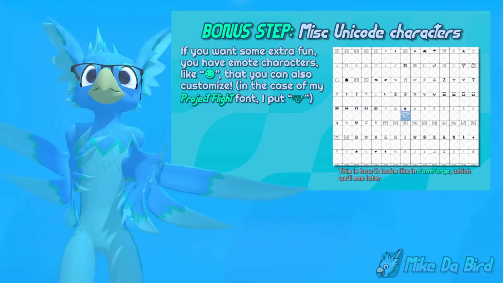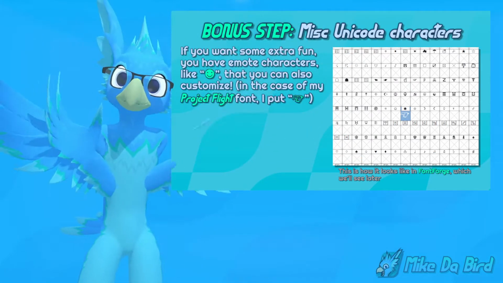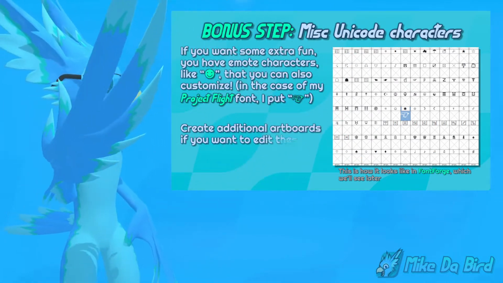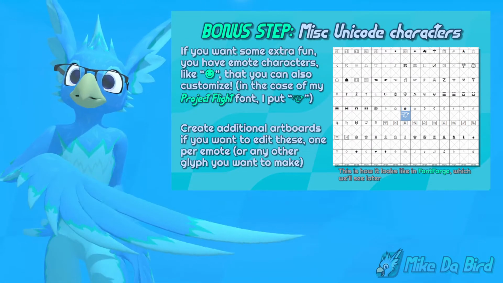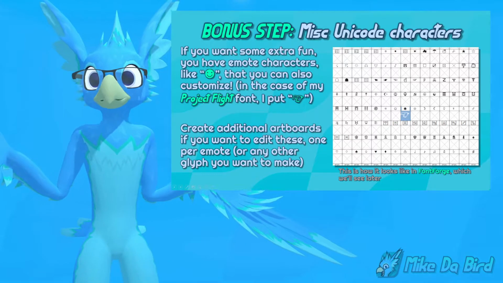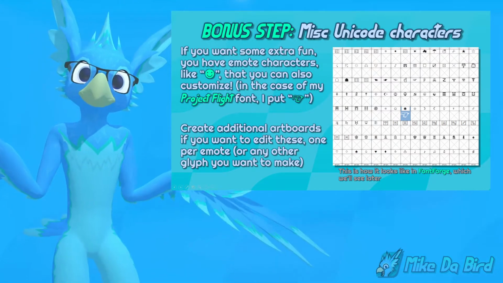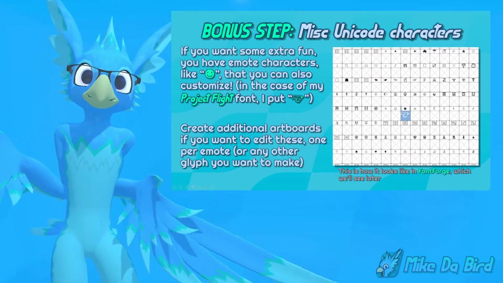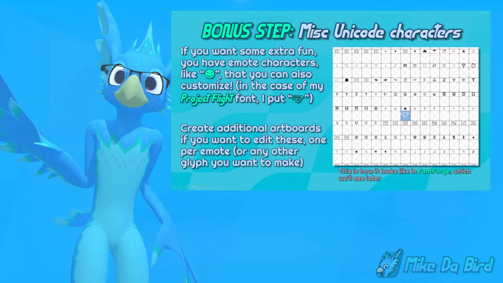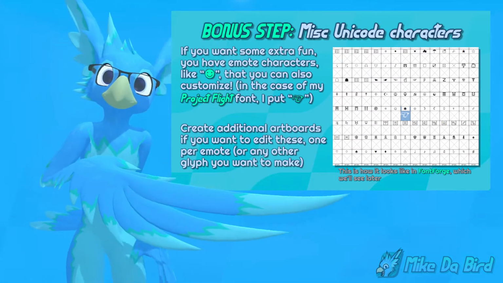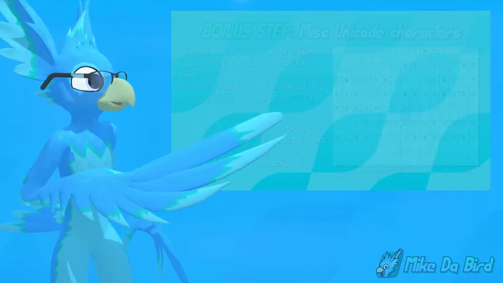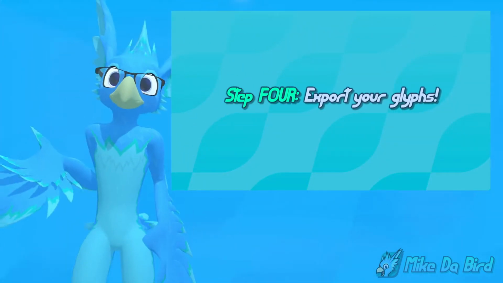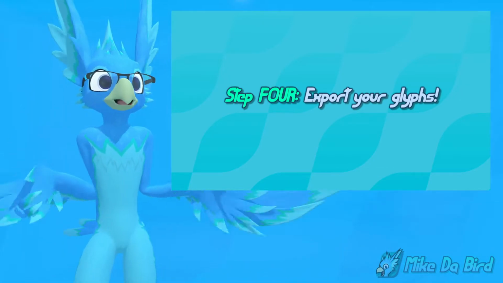But we're just gonna stay to the default, so it's not gonna display by default. But yeah, if you want to do any of these, you want to create additional artboards. If you want to edit these, one per emote, it's pretty much simple. You don't really need the guides for that, but it's still good to have them. But yeah, one additional artboard per emote. Simple enough. And then step 4, once everything's done, it's time to export.